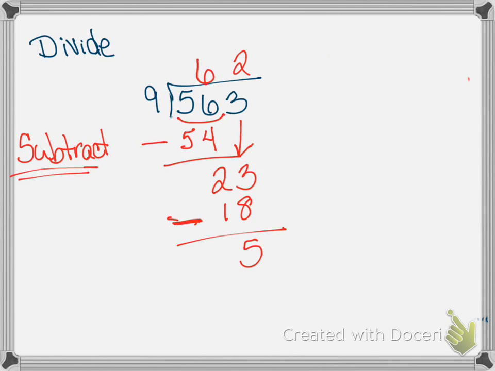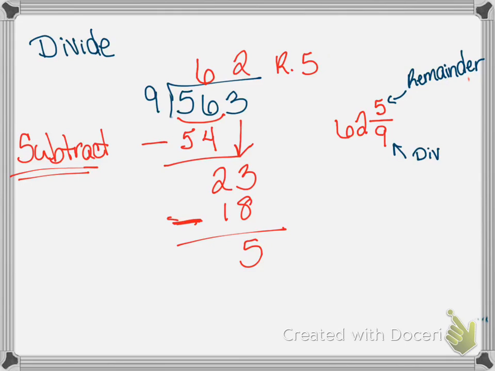So my answer to this is 62 remainder 5. Now, that's probably what it would have looked like when you were in fourth grade. When you were in about sixth grade, you would have been taught to write 62, and then write 5 over what you divided by. What did I divide by? 9. So this number is my remainder, and this number is what I divided by.